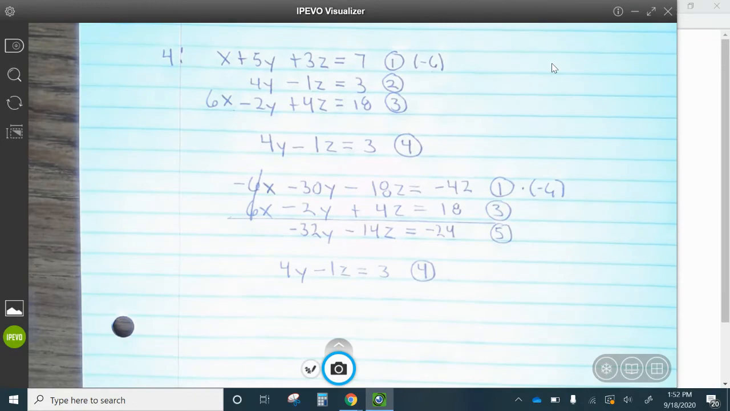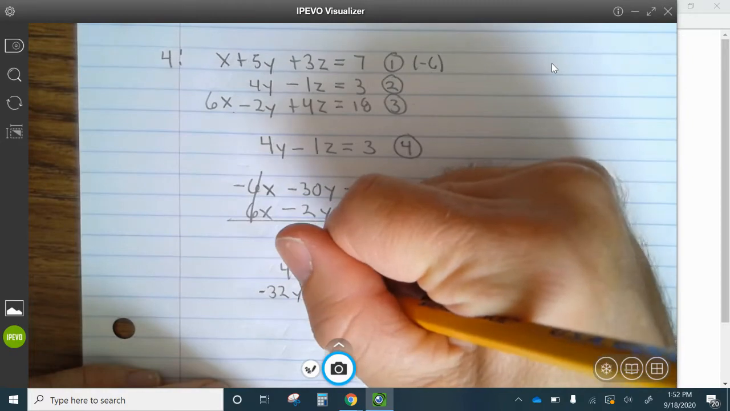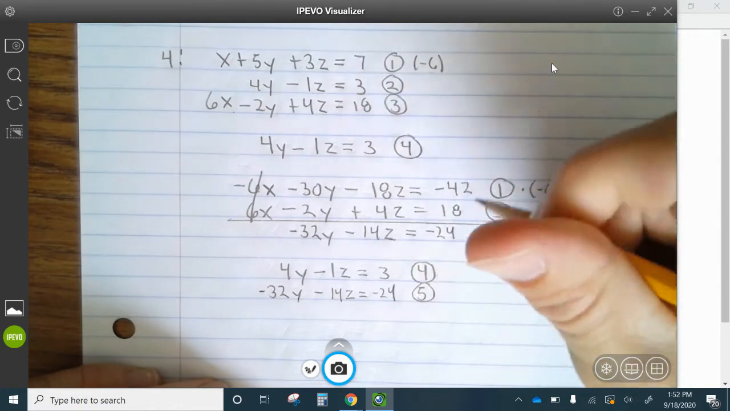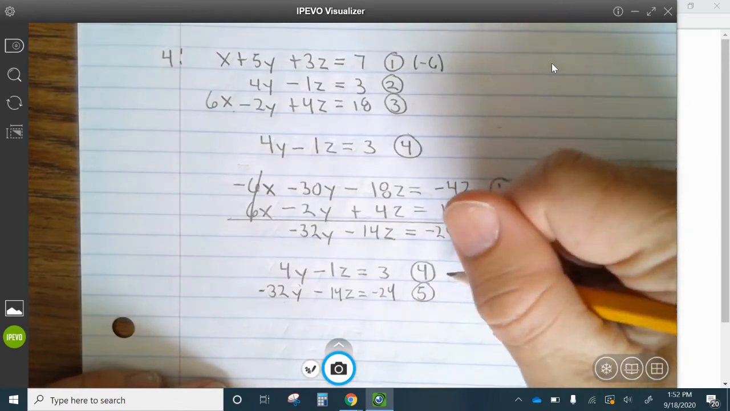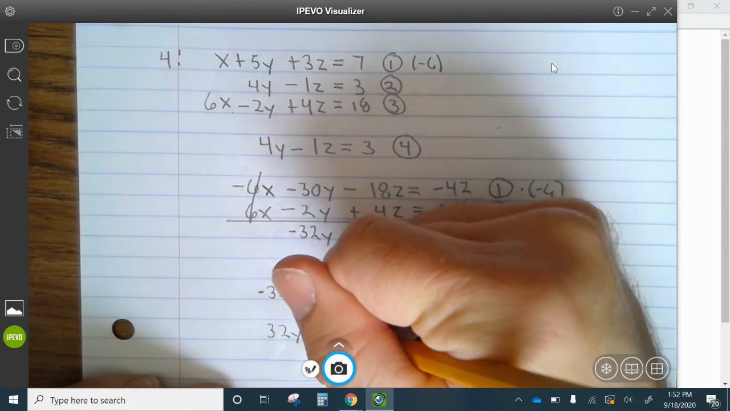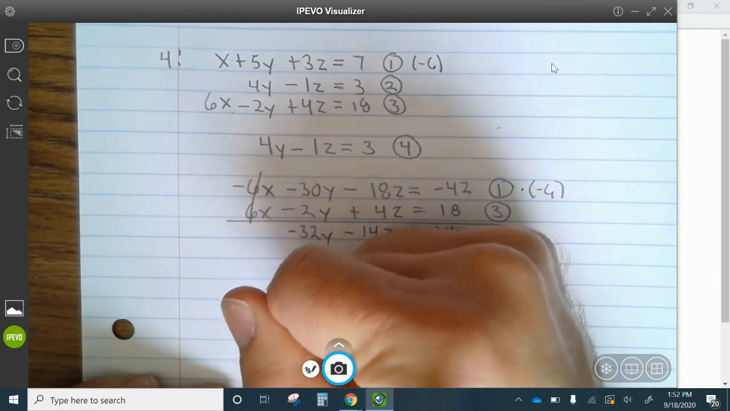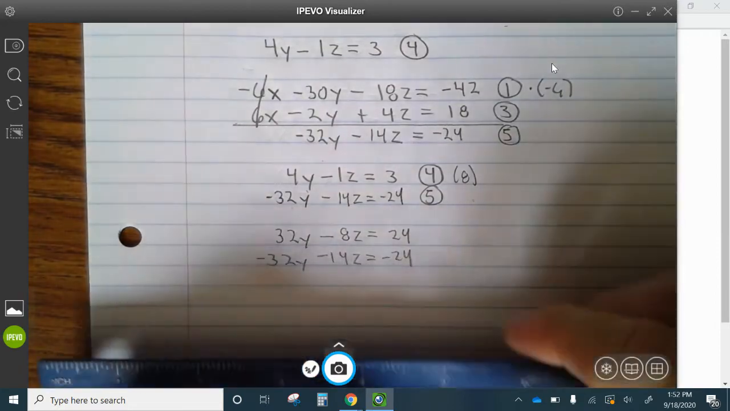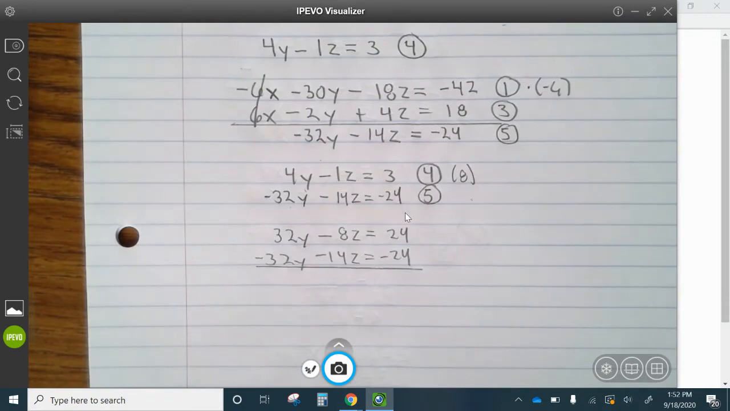Now, if we just multiply the top equation by a positive 8, the y's will cancel, so let's do that. So 8 times 4 is 32y minus 8z equals 24, and then combined with negative 32y minus 14z equals negative 24. Okay, y's cancel, you're left with negative 22z equals 0. Divide both sides by negative 22. Z equals 0.